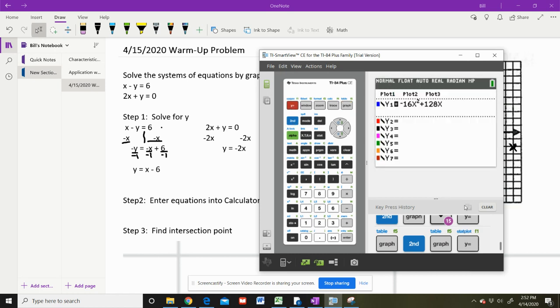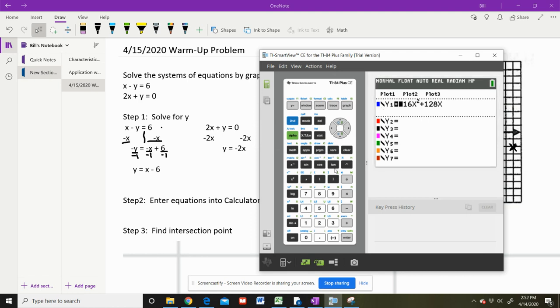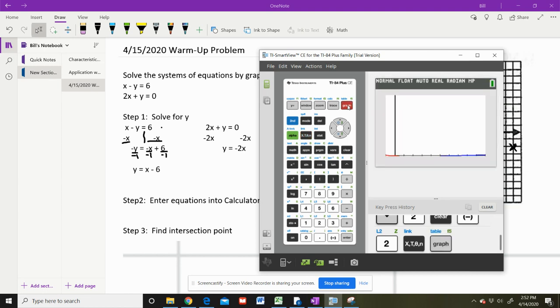Let me see. I'll clear that. I've got to do it from here. Okay, there we go. So we've already got the y in there, so we just go x minus 6. And then we go down and we go negative 2x. All right, so those are our two equations. y is equal to x minus 6, and y is equal to negative 2x. So now we're going to graph it.